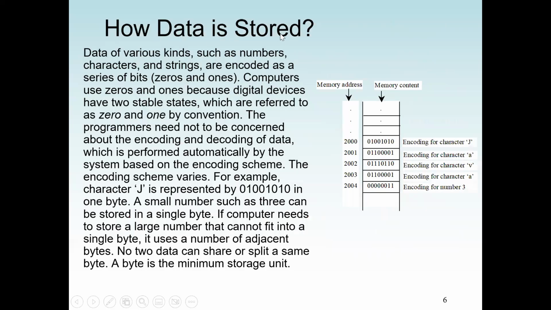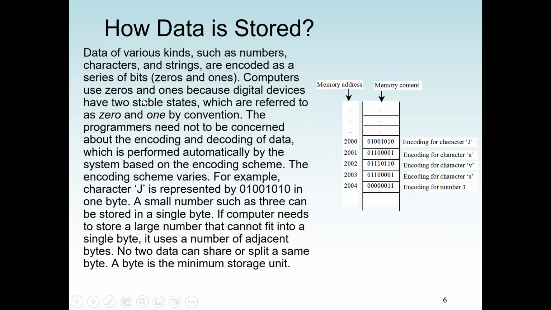Next is how data is stored. A computer system normally understands what we call machine language, zeros and ones, which we also say is a binary numeric system. Data of various kinds, such as numbers, characters, strings, images, and videos, are always stored in a computer system as zeros and ones. That is the only language the computer system understands.